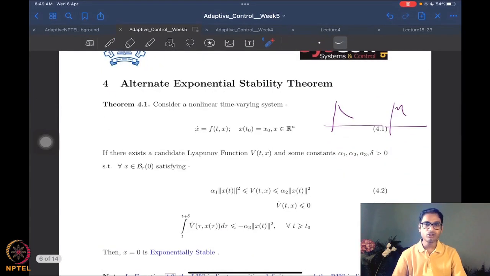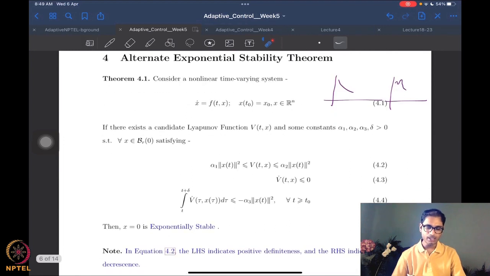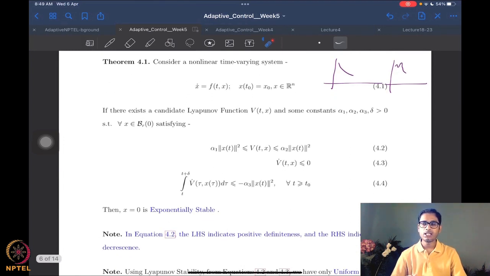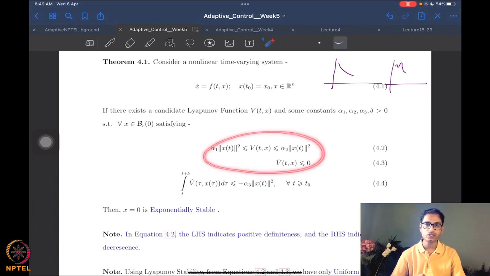In order to do that, we had started by stating an alternate exponential stability theorem, which seemed like a nice variation over LaSalle invariance and Barbalat's lemma, which we have been using to analyze stability when we have a non-strict Lyapunov function. Here too there was a non-strict Lyapunov function, but because of this additional integral condition, we could in fact claim that there is exponential stability.